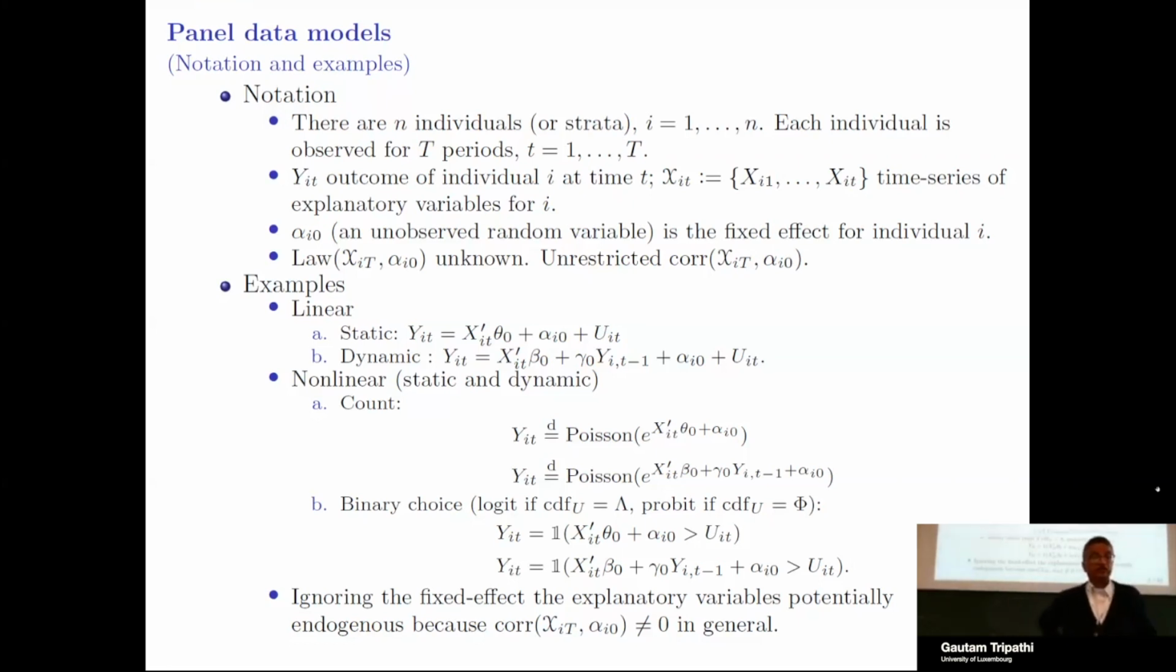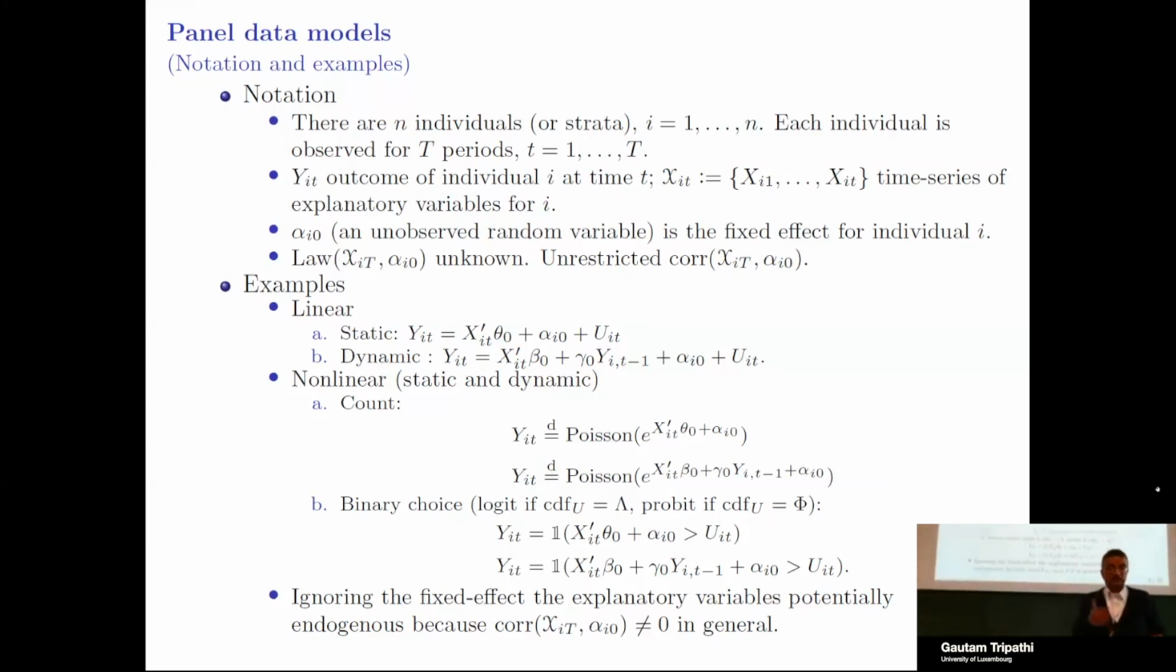The crucial assumption here is that the joint distribution of the fixed effects, the unobserved characteristic, and the observed characteristics, the x's, is completely unknown. So we are not making any distributional assumption about the joint distribution of the observed and the unobserved characteristics. And in particular, the correlation between these objects is completely unrestricted.